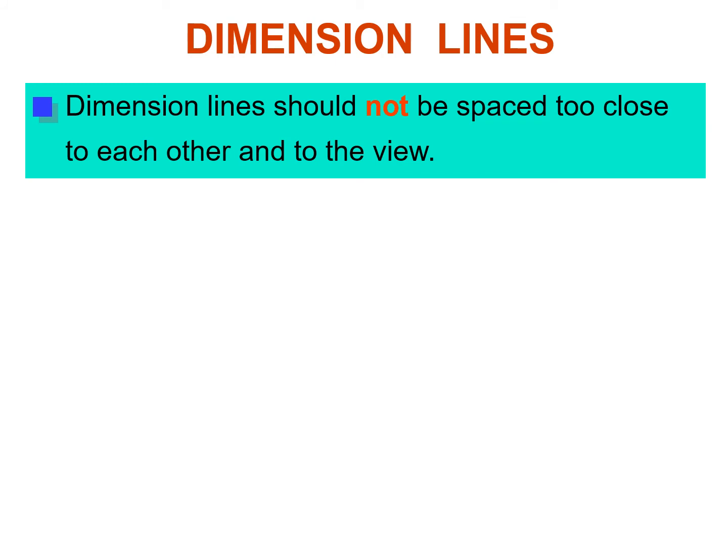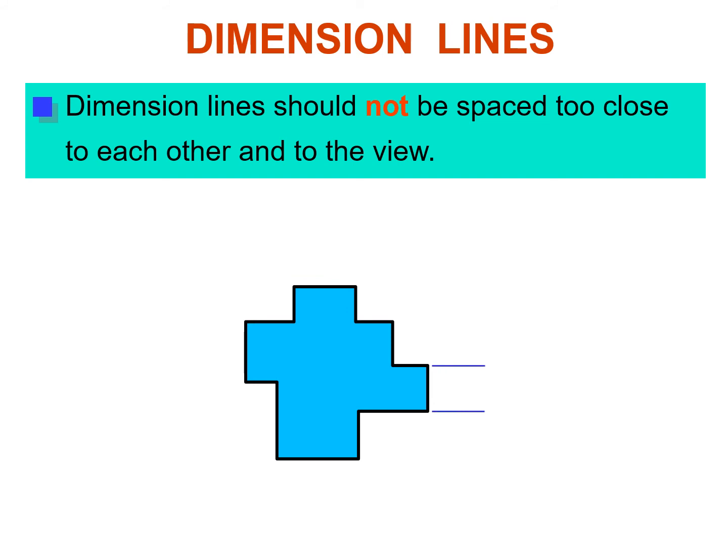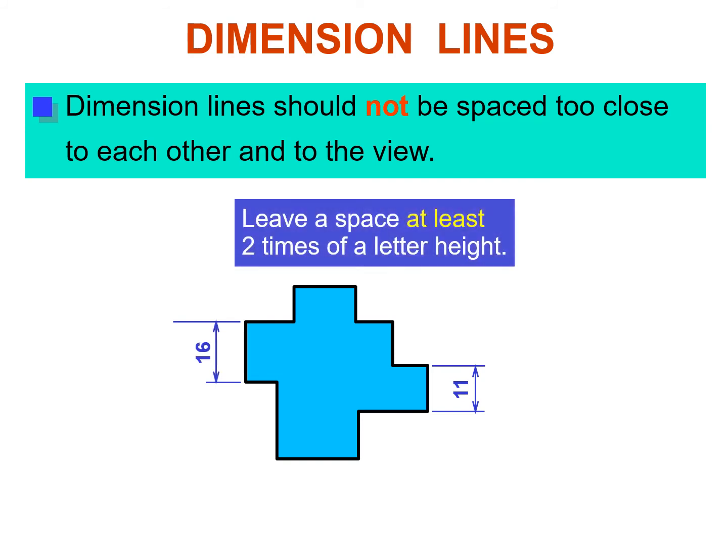Then again, dimension lines should not be spaced too close to each other and to the view. What is meant by that? If these are the extension lines, then leave a space of at least 2 times the letter height. This is the space they are talking about: the dimensions should not be placed too close to this object. There should be a space of at least 2 times the letter height.